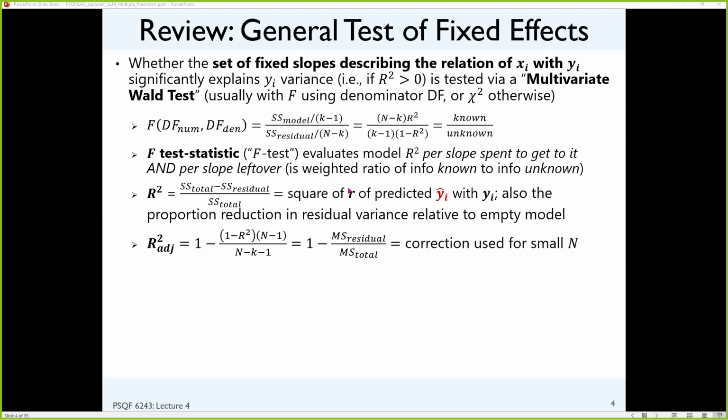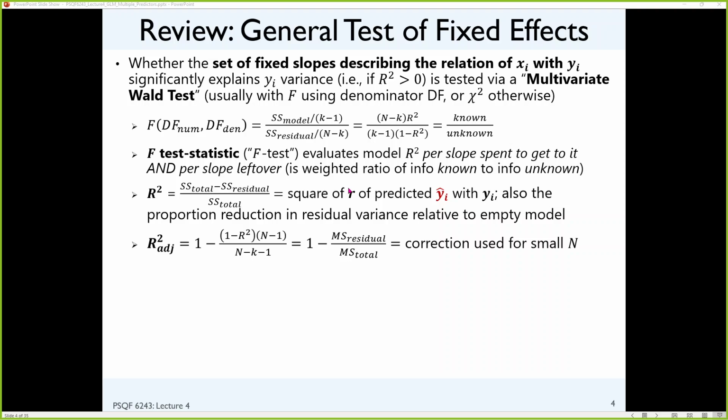What's the highest R² can be? 1. What does that mean? 100%. Variance explained. E has left the building. That's what that would mean. Everything is perfect. What's an R² of 0 mean? No explain. What kind of model would generate an R² of 0?